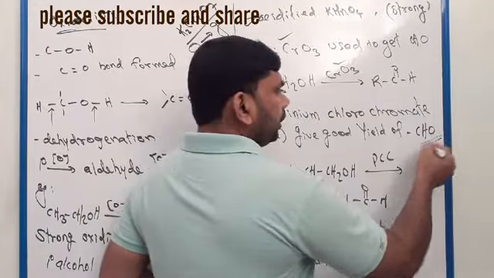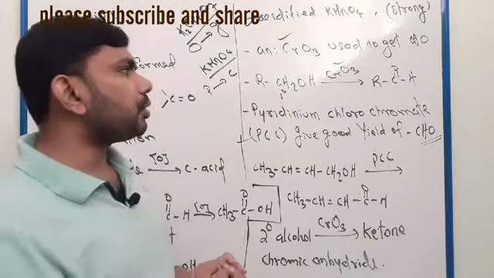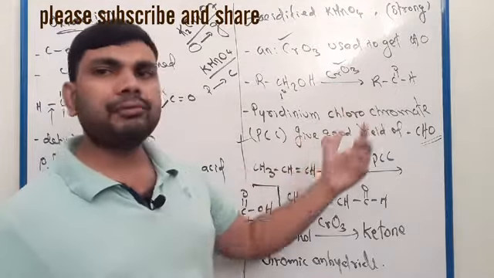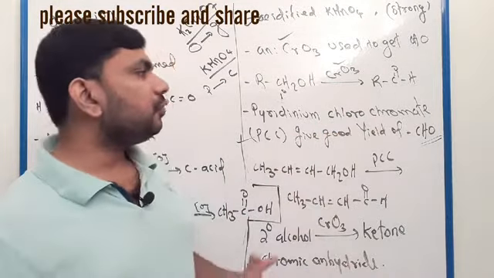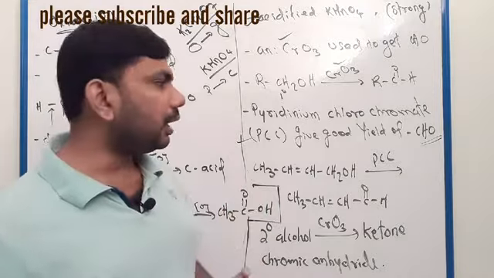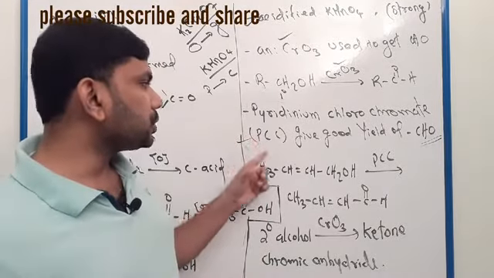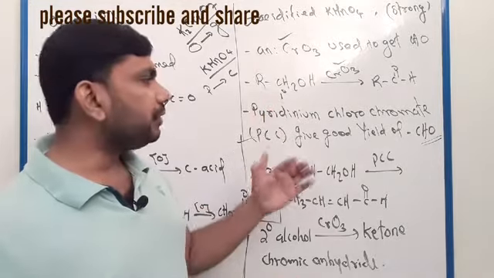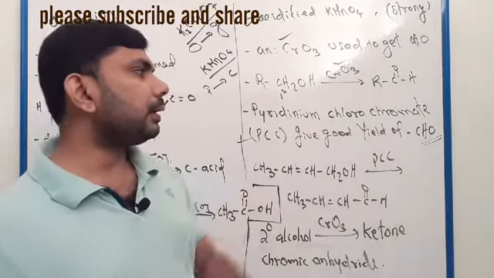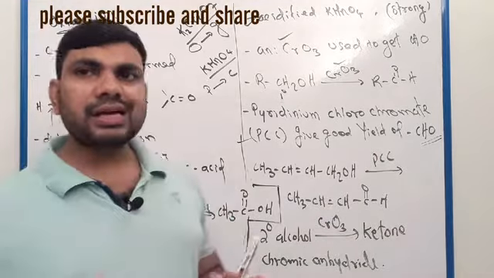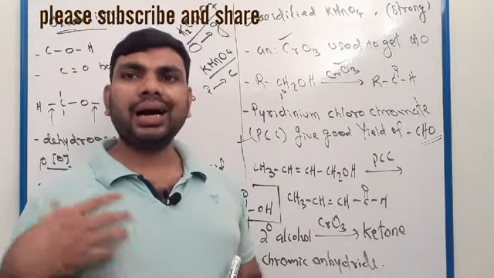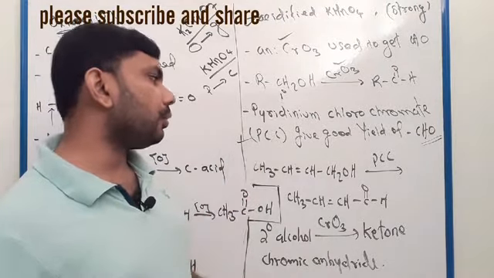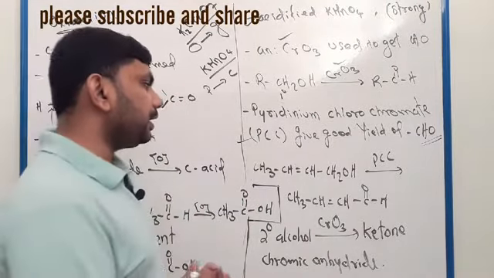Here when we use chromium oxide, we will not get good yield. Here the yield of aldehyde will be poor. If we want to get high yield of aldehyde, then we have to use PCC to oxidize primary alcohol. So we will get good yield of aldehyde. So which oxidizing agent is used to get high yield of aldehyde? PCC, pyridinium chlorochromate.